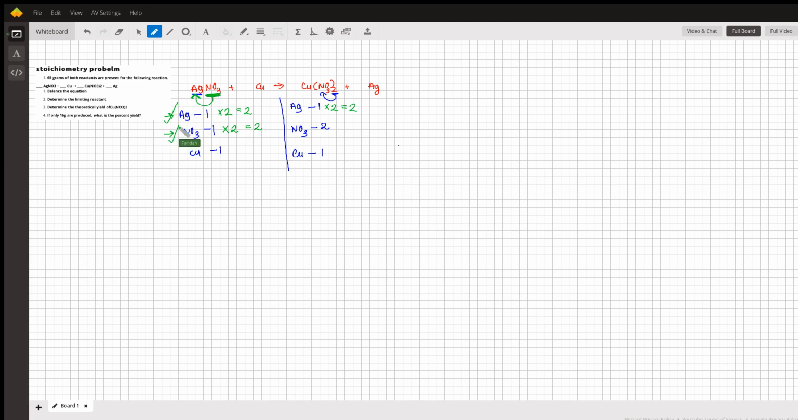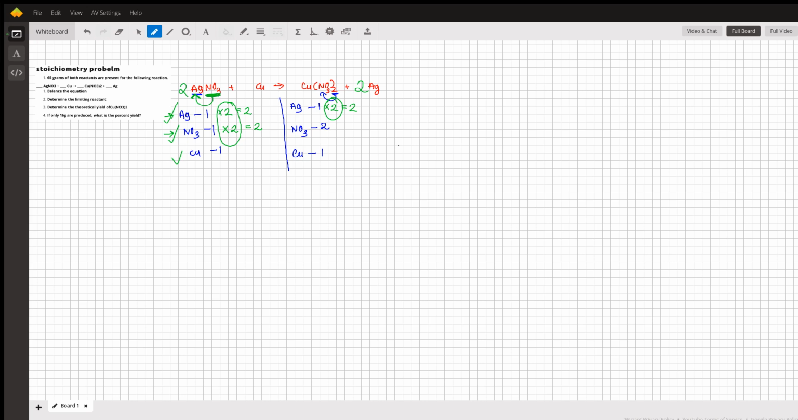Ag balanced, NO3 balanced, copper balanced. So what do you need to write? You need to write the number that you multiplied with. AgNO3 you multiplied with 2, so you write 2 in front here. Ag you multiplied with 2, so you write 2 here. So now we have our balanced equation, which is 2 AgNO3 plus copper gives copper nitrate plus 2 Ag. I hope this makes sense. So that's the first question.